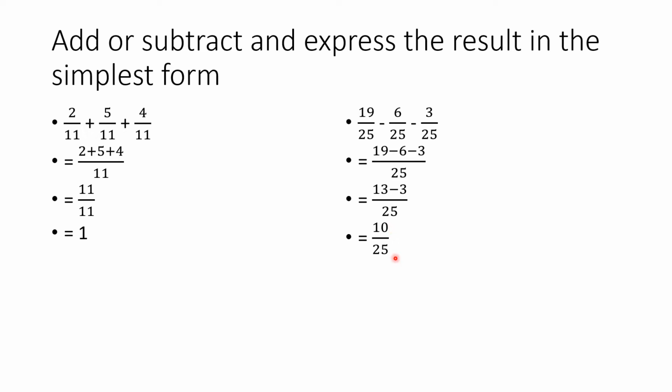10 by 25. Now we can get the simplest form of 10 by 25 by dividing common factor. And the common factor of 10 and 25 is 5. So we will divide by 5 in numerator also and in denominator also. So we will get 5 2s are 10 and 5 5s are 25.